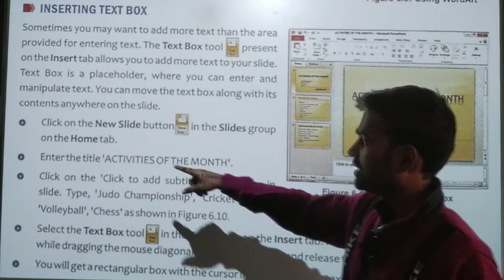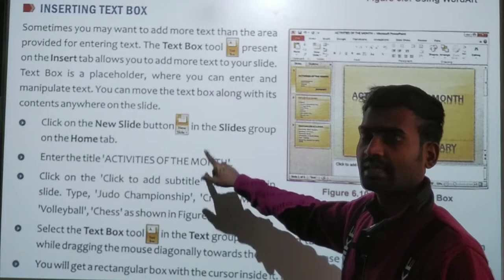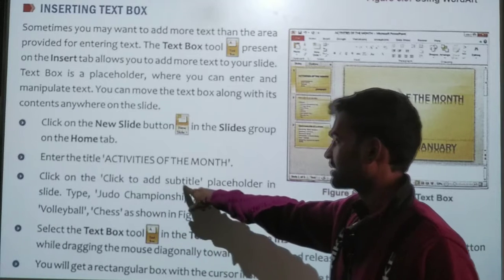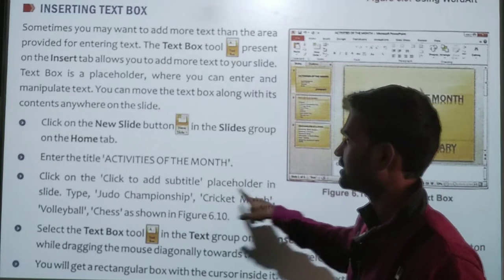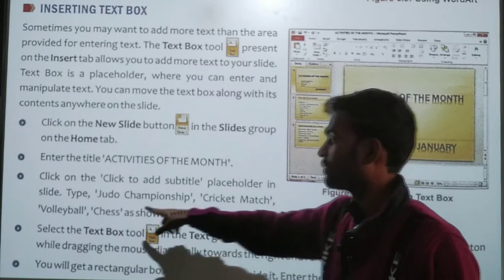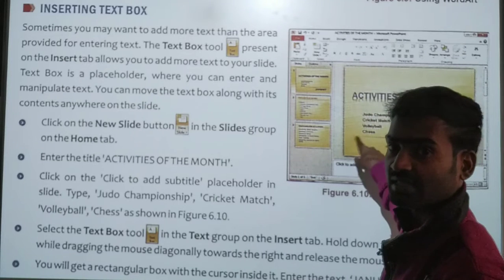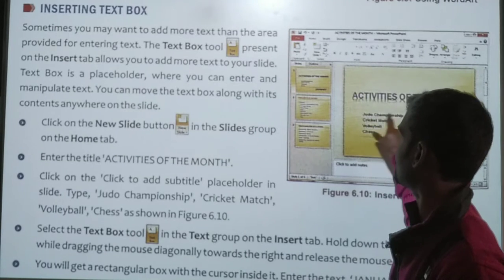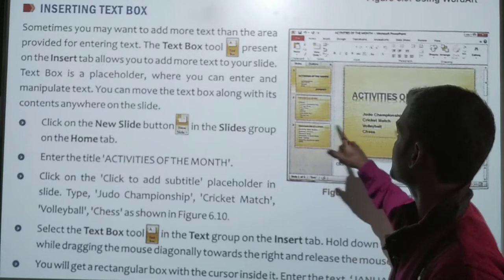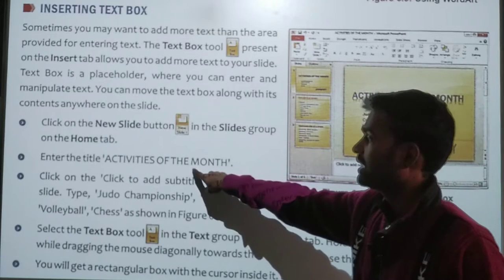Enter the title, Activities of the Month. Click on the Click to add subtitle placeholder in the slide. Type Judo championship, cricket match, volleyball, chess. It is also shown. See here, in this picture they have typed everything: Judo championship, cricket match, volleyball, chess. And what did they put in the main title? Activities of the Month. See here, Activities of the Month.